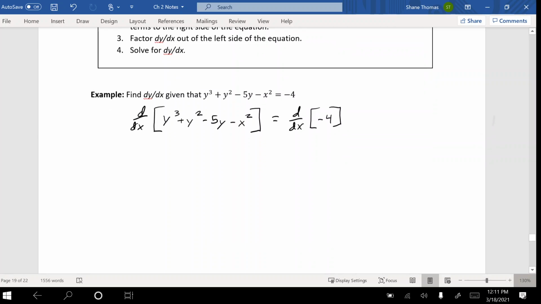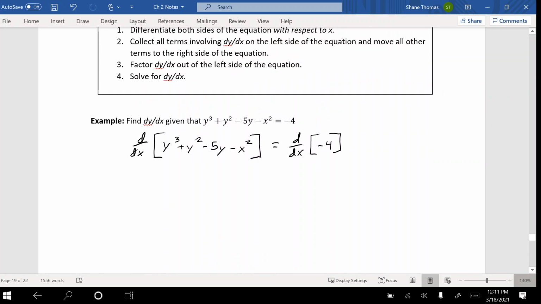Now, on this left side, this is all just separated by pluses and minuses, right? So our rule for that says if you have pluses and minuses separating the different terms, you just differentiate each individual term, right? That was the first rule we learned. Second rule.